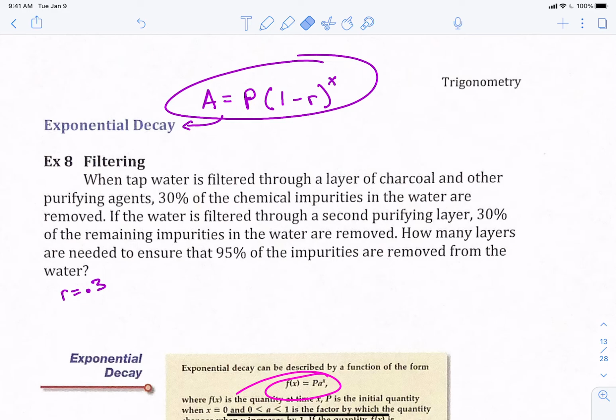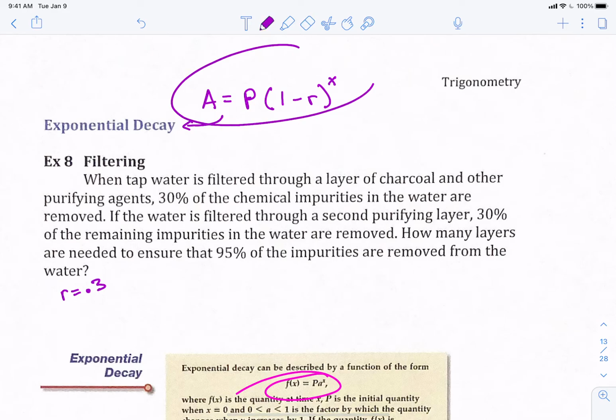Okay, so if we want to set this up into this formula right here, we can kind of use this formula here. 95% is what we want removed, right? So A is going to be kind of like your after amount. If I start with, let's say, 100 gallons of water, what do I want my after amount to be? 5, right? 95% is removed. So if I start with 100, I'm going to have 5 left over. We're just making up these numbers, because we can, okay?